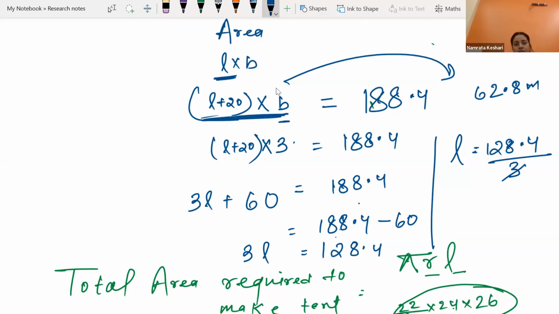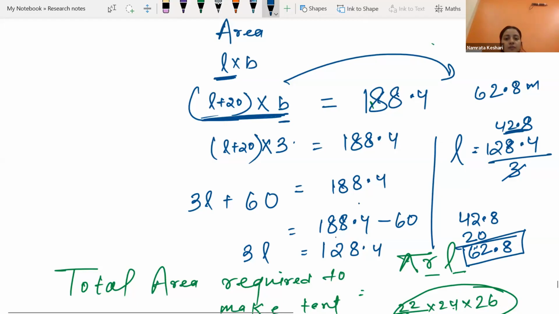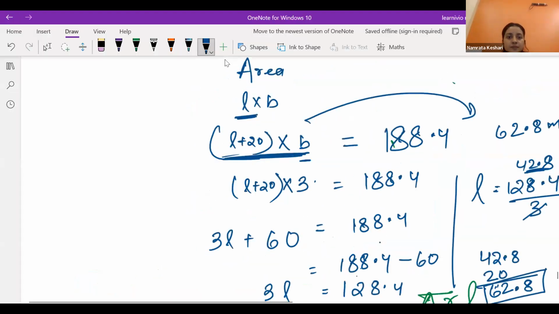Ma'am, am I done? 42.8. Okay, in this 42.8, if we add that 20, we will be having the actual length, right? Yes or no? Yes, ma'am. It will be 62.2.